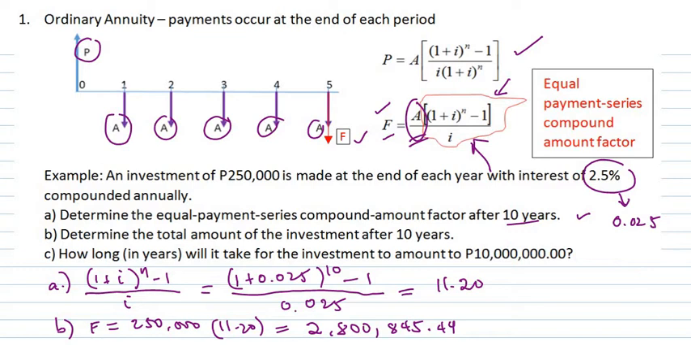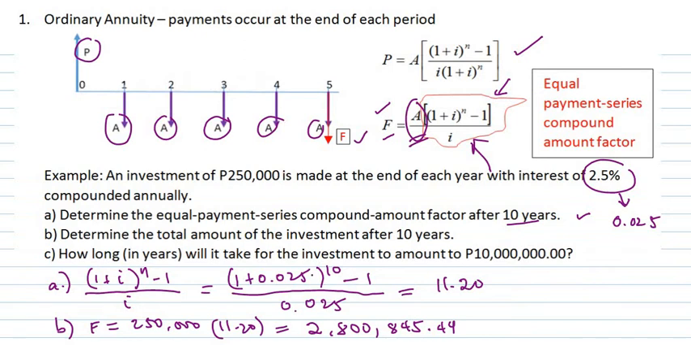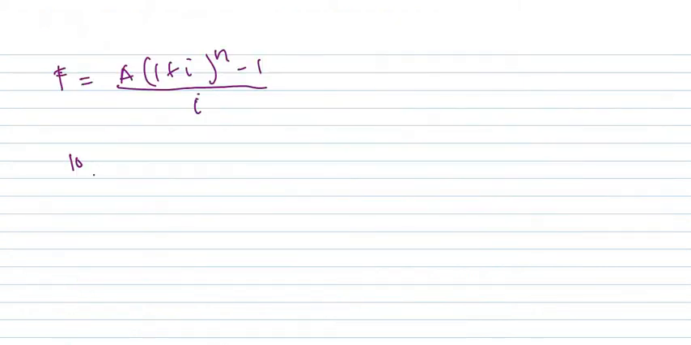So if we make use of that formula, F is equivalent to A times (1 plus I) raised to n, minus 1, all over I. Here we will substitute directly the value of F. If we go back to the problem: how long in years will it take for the investment to amount to 10 million? So 10 million will be our F.